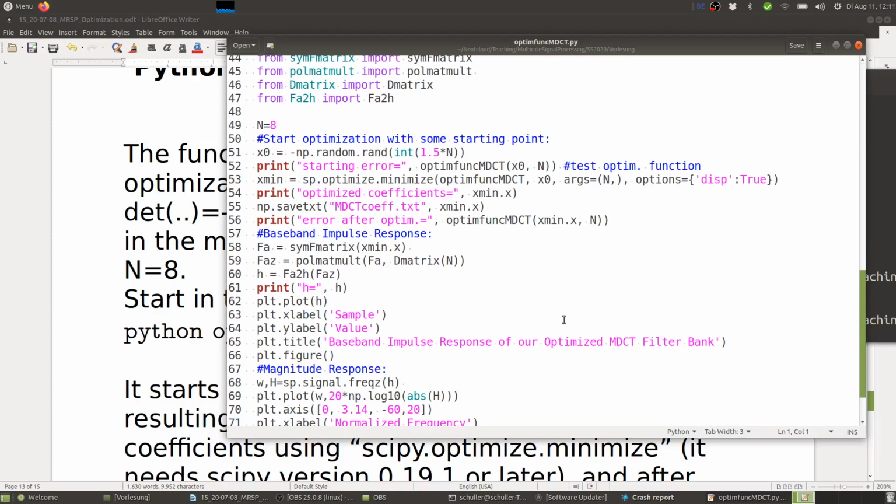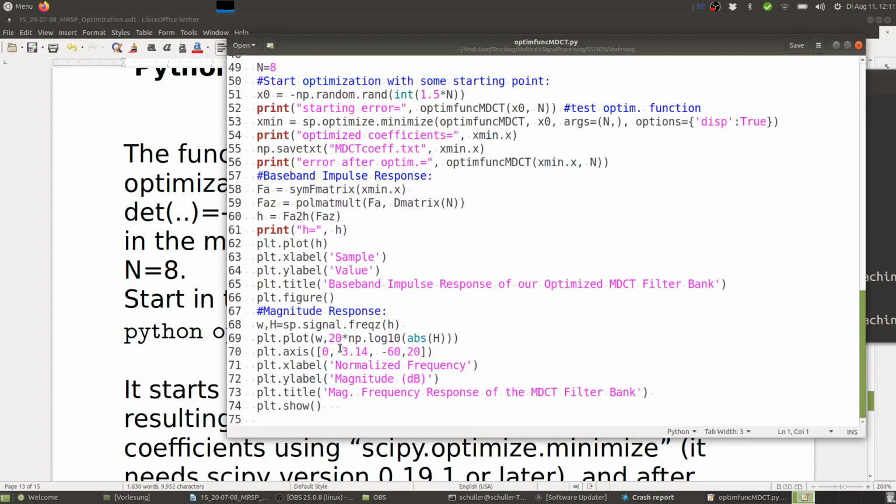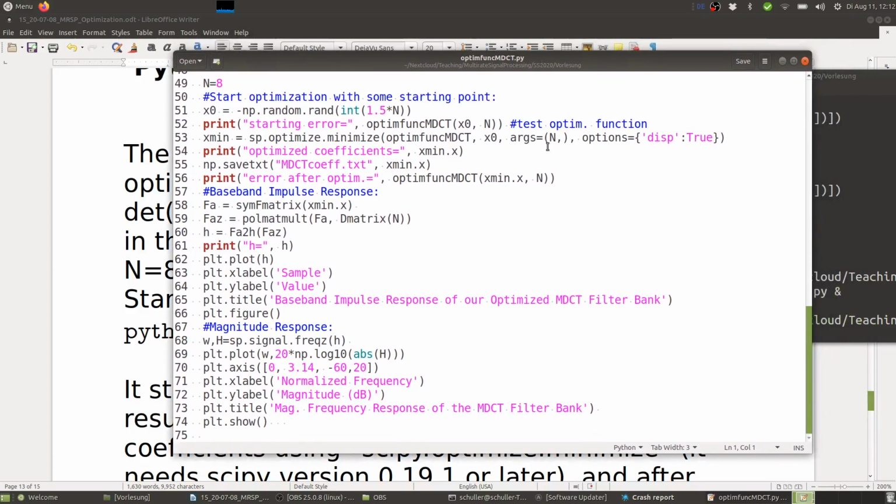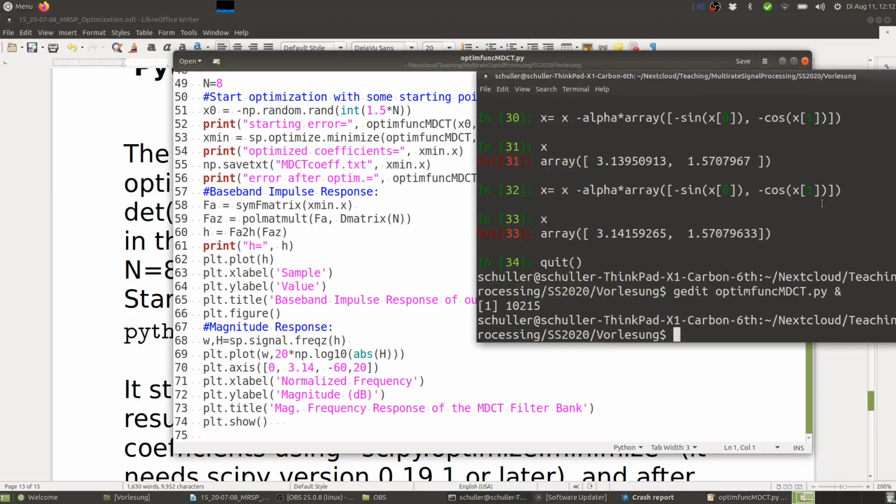Yeah, and then we can actually evaluate it in terms of our baseband impulse response. Here I'm computing my polyphase matrices from this obtained minimum, so FA, FA(z) with a delay matrix. Then I'm extracting our baseband prototype from it and plot it. So here you can see the resulting baseband prototype. And here I'm computing the frequency response, the magnitude frequency response using Freqz, and plot the dB number of the magnitude of it. Yeah, so that's it. So SciPy comes to the rescue, SciPy minimize, very convenient.